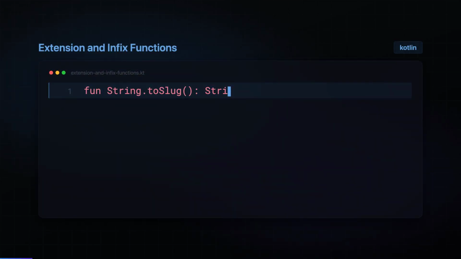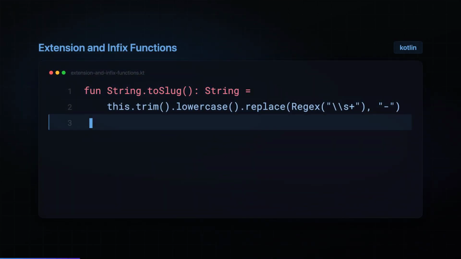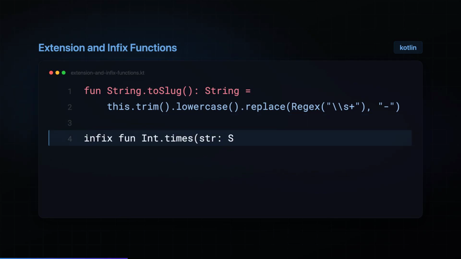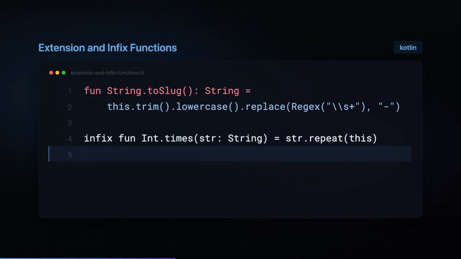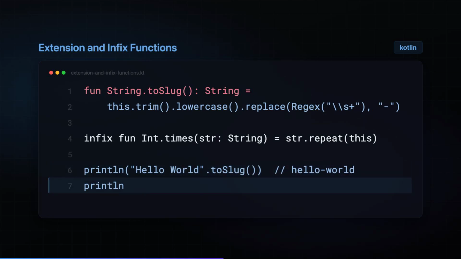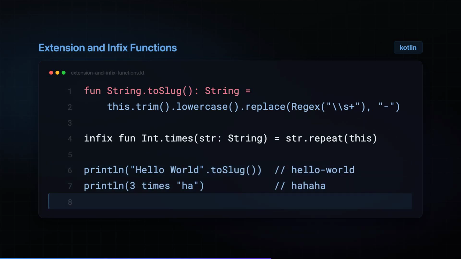Extension functions add methods to any class without subclassing. Fun String.toSlug works on every string in the project. Infix functions with the infix keyword let you drop the dot and parentheses. 5 times 3 instead of 5.times(3). Both are compiled to static utility calls with 0 runtime overhead.